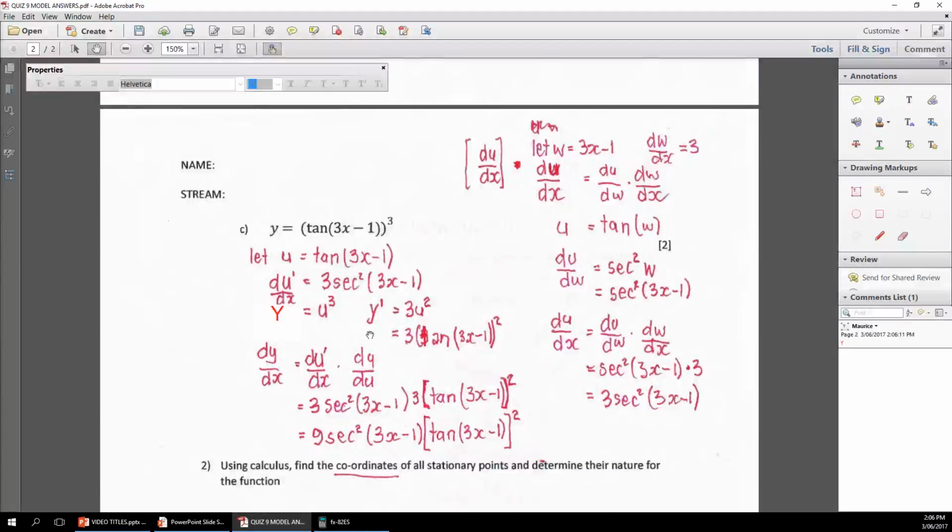which is here, y dash, dy by du, equals 3 tan 3x minus 1 all squared. And I've put them in large square brackets. So then when we bring all that together, we get 9 sec squared 3x minus 1 times tan 3x minus 1 all squared. Like that. That possibly could be written tan squared 3x minus 1. I accepted that as well.